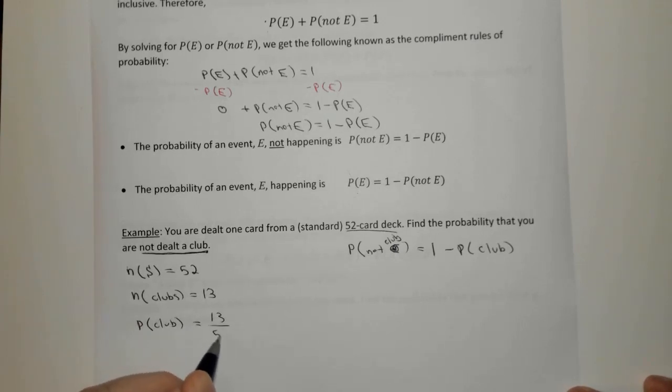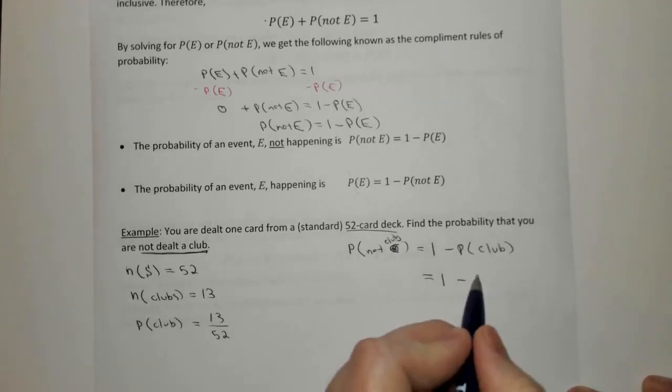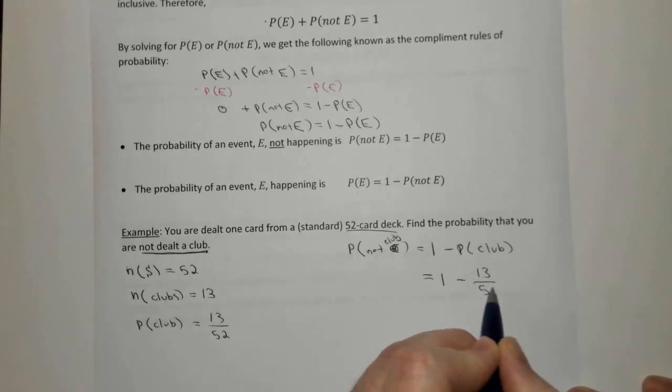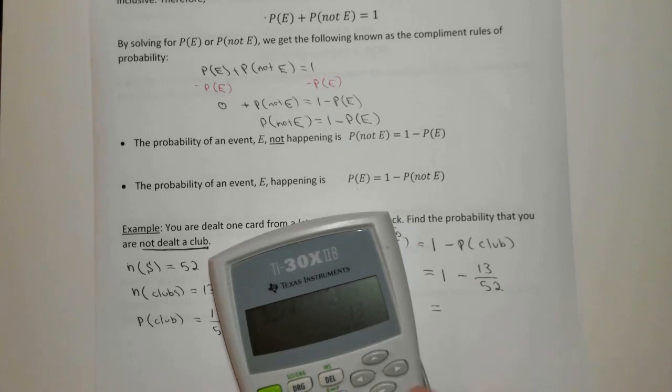13 over 52. If you want to go ahead and reduce that now, you can, or you can wait until the very end to reduce it. All right, so I'm going to wait till the very end. I'll just go ahead and plug this in. 1 minus the probability of the club is 13 over 52. And I just wanted to show you, I can type this in directly.